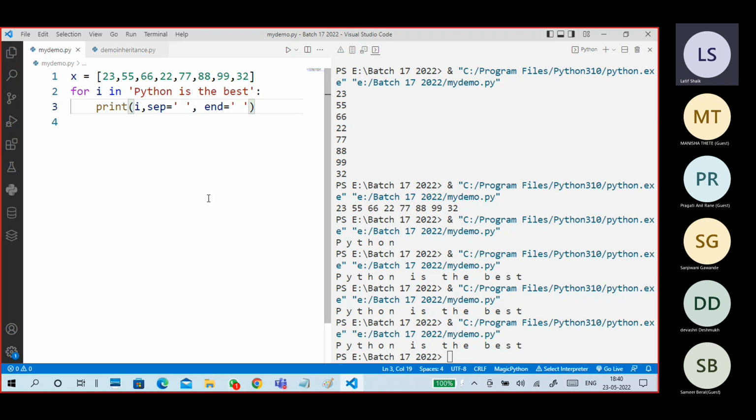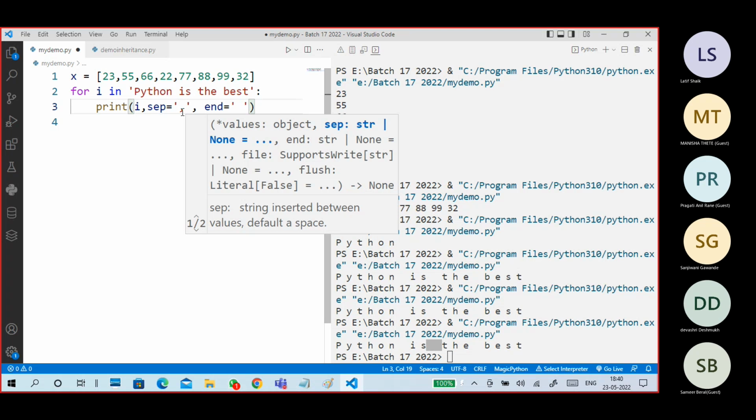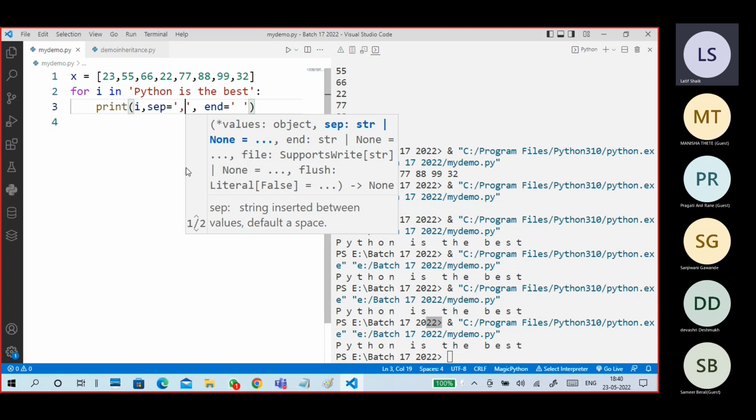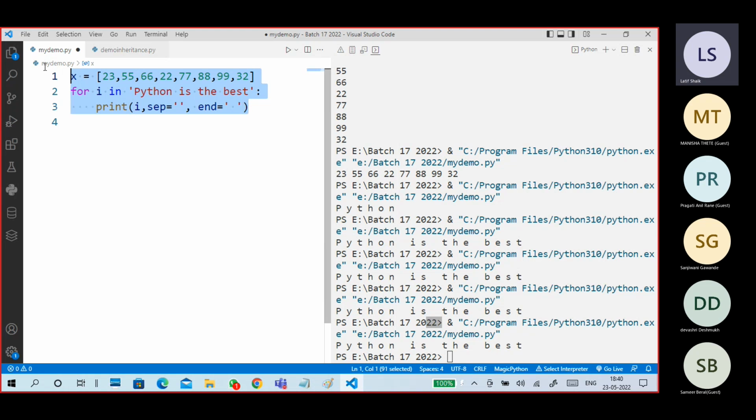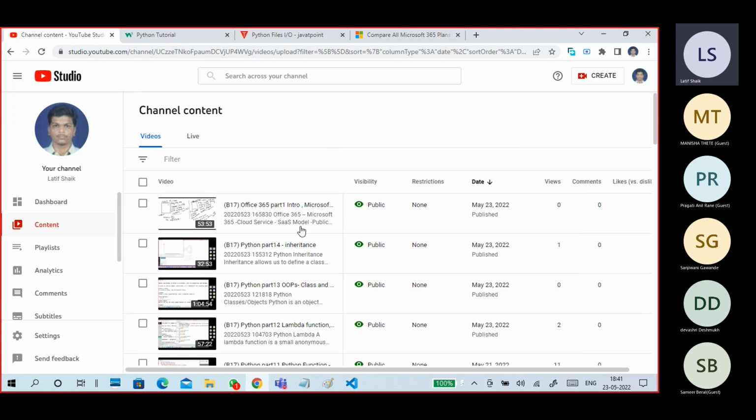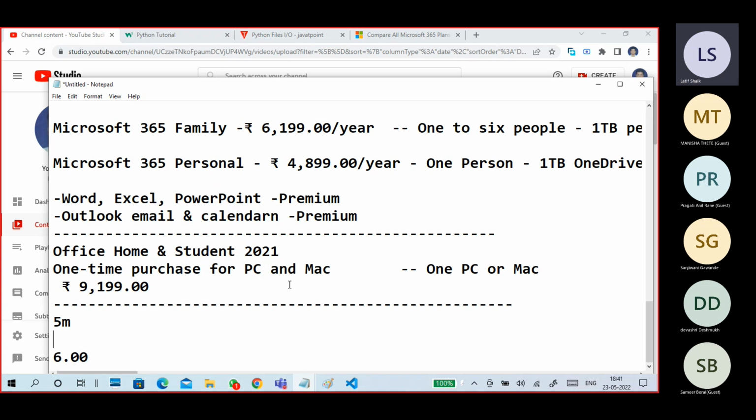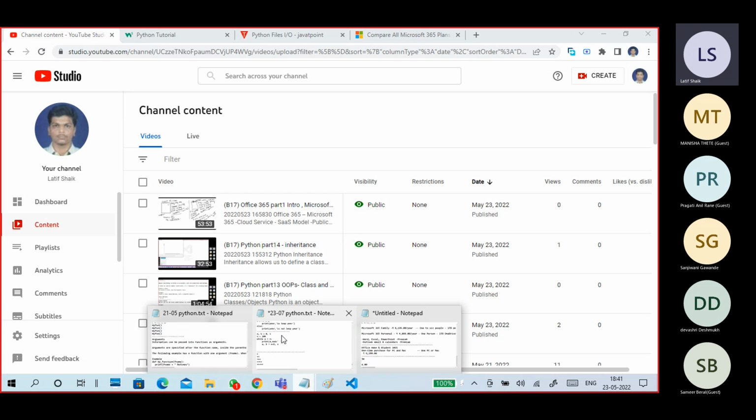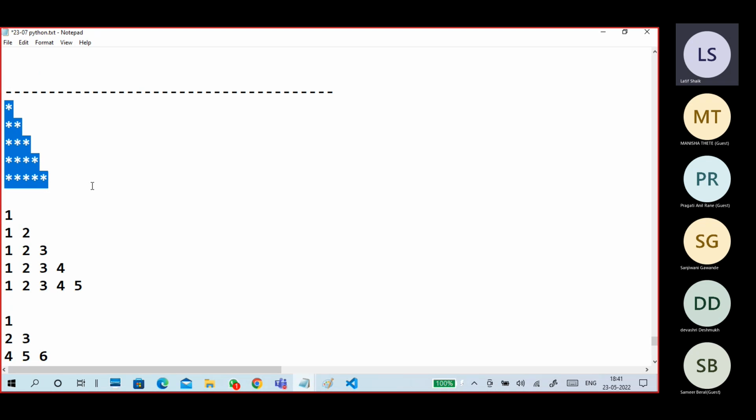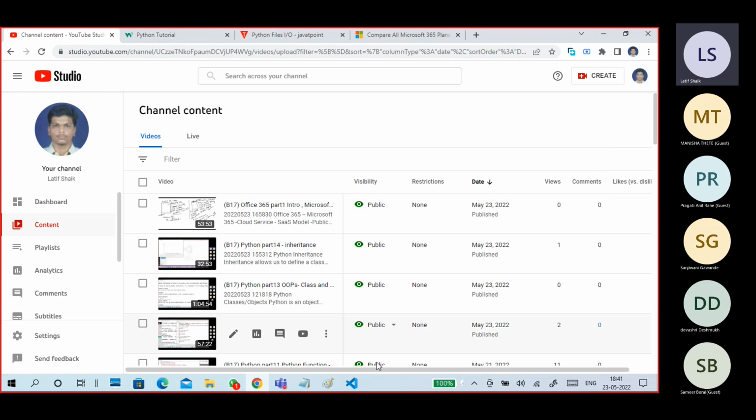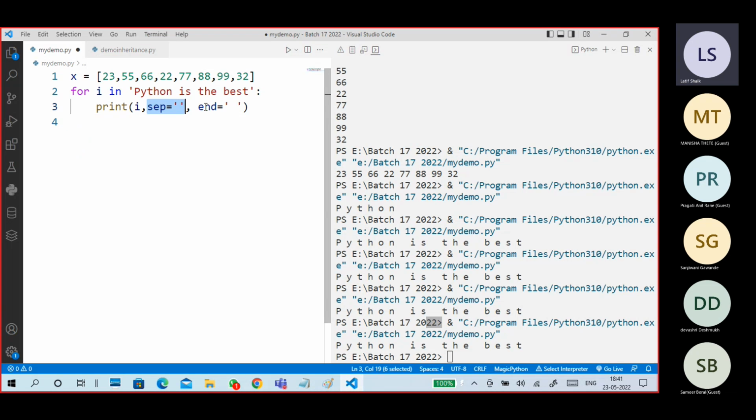I didn't find any difference in the output. Actually, the separator will reduce this part also. Okay, leave it. You can try also. Guys, you can also try different programs, like how to print stars, multiple stars one by one in a separate window. That is also useful in this kind of thing.